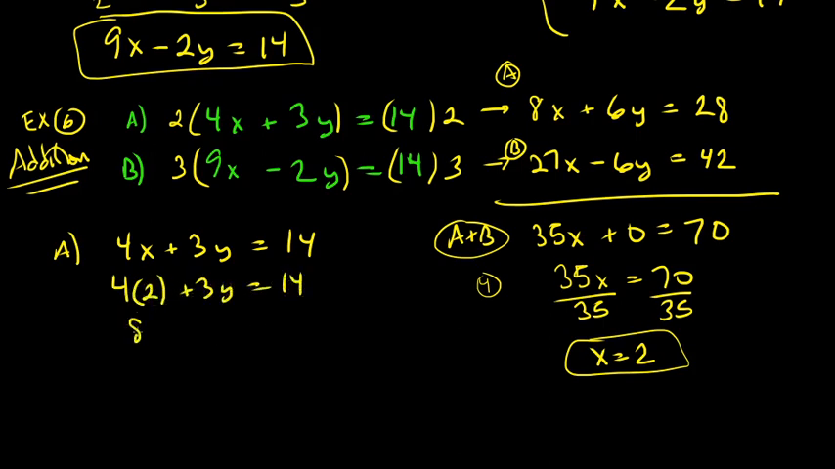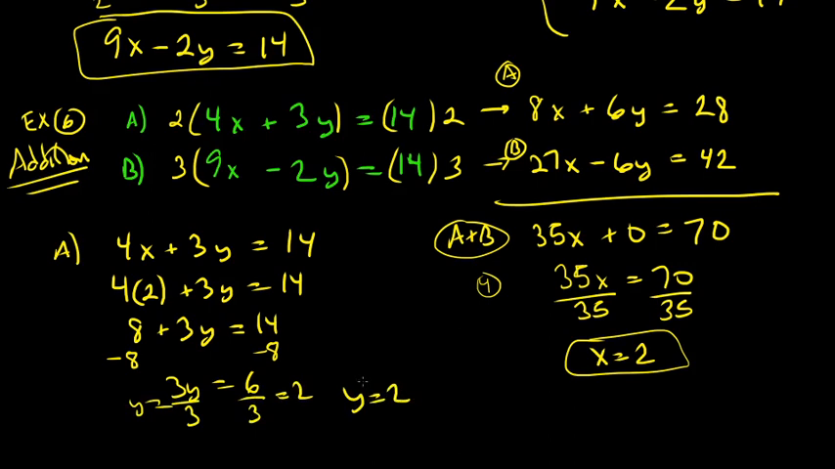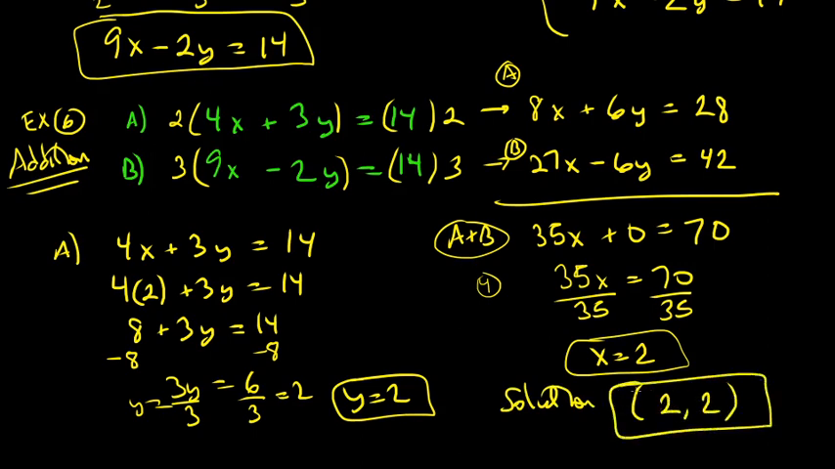Okay, so 4 times 2 is 8. 8 plus 3y is 14. Subtract 8 from both sides, and we get 3y is equal to 6. Divide by 3, and we get that y equals 2. So look at that. X is 2, y is 2. So that can happen. You get the same x and y. So the solution is 2, 2.